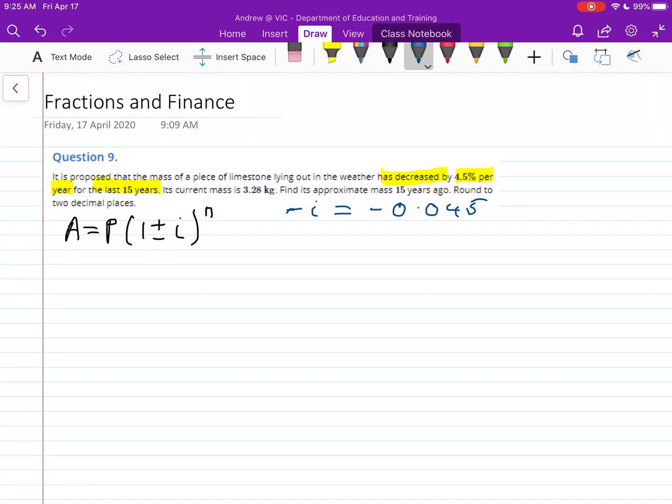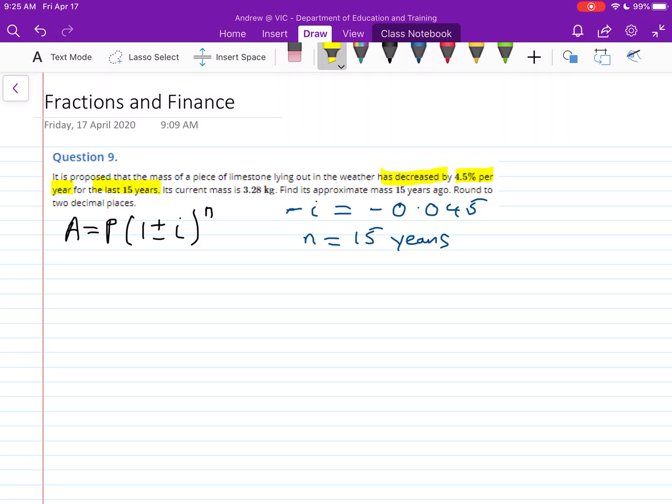So that's one bit of information. Then we've got the last 15 years. So n, that is our time in this equation. So this is going to be 15 years. Okay, and it's 4.5% per year for the last 15 years. They're both in the same time, so that's good. We don't need to do any conversion there.